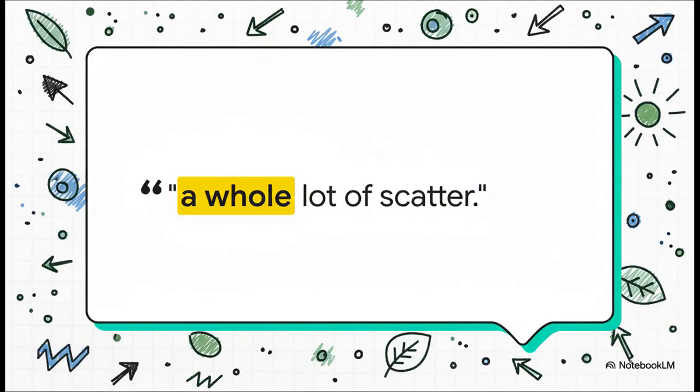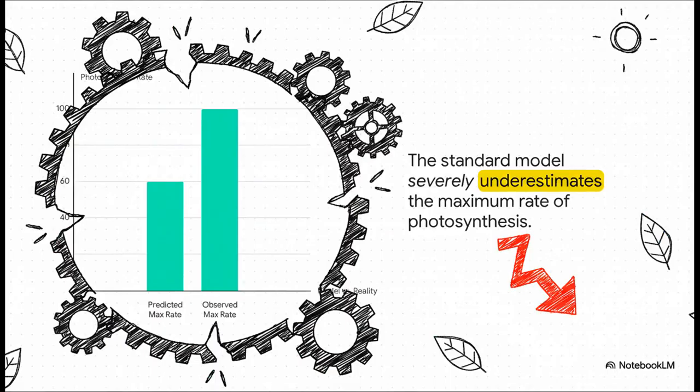Well, the answer, in the actual words of the researcher who did this, is that you get a whole lot of scatter. Basically, the predictions are all over the map. The data points look like you just threw them at the chart. That elegant, simple model starts to look pretty clumsy when it's face-to-face with the true complexity of nature. And here's the core of the problem. When you look closely, the standard model predicts a maximum rate of photosynthesis that is way below what scientists were actually seeing in the real world. So it's not just a little inaccurate, it's fundamentally underestimating what these plants are capable of. The model isn't just creaking, it's broken.